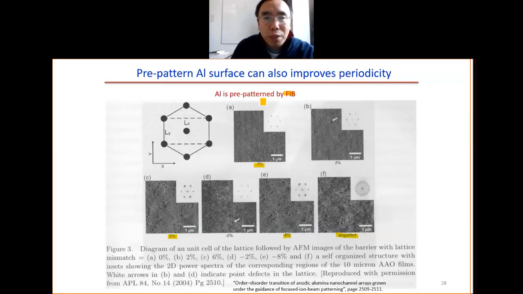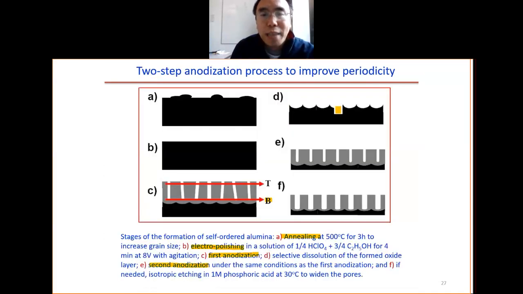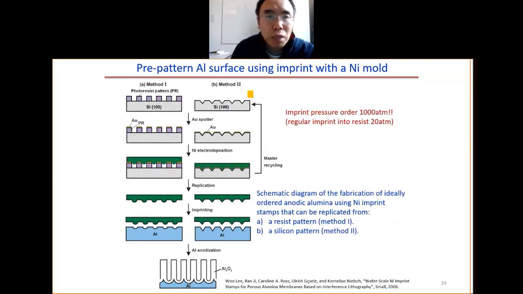Another way to make some dimples, to make some holes to get the growth, is to do it by imprint. We can do nanoimprint to make the holes in the aluminum. Aluminum is relatively soft, softer than nickel. So we can use a nickel mold to make some holes into the aluminum. Then we do the nanoimprint process. In this case, we need a pretty high pressure, 1,000 atmospheres. Normally when we do nanoimprint, we only need 20 atmospheres. But here it's 1,000 atmospheres, because aluminum is still a metal, it's hard to press.